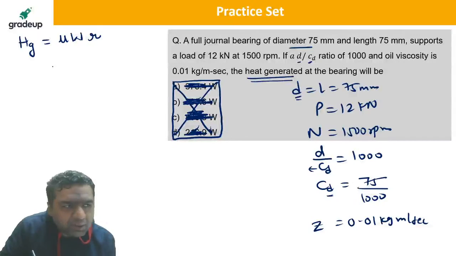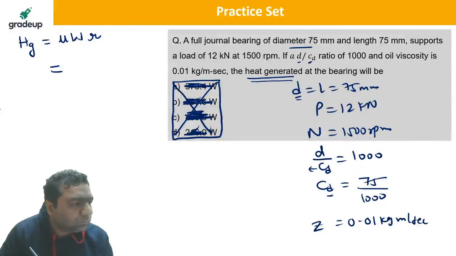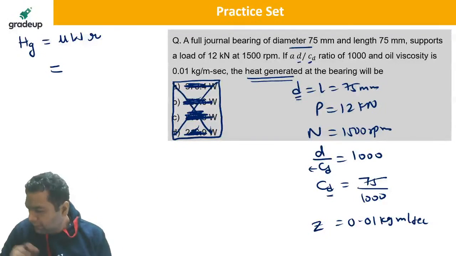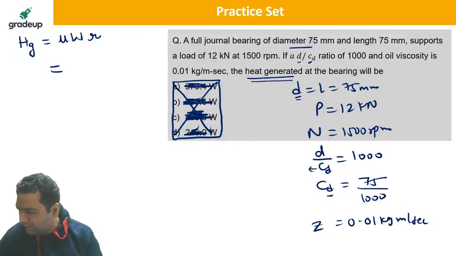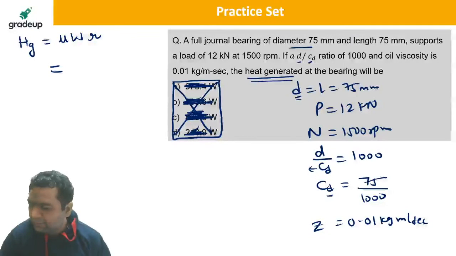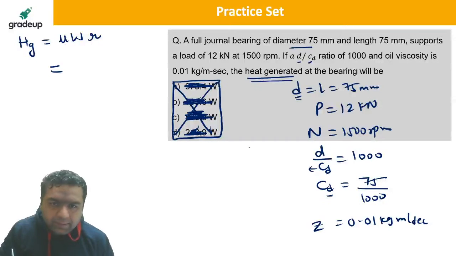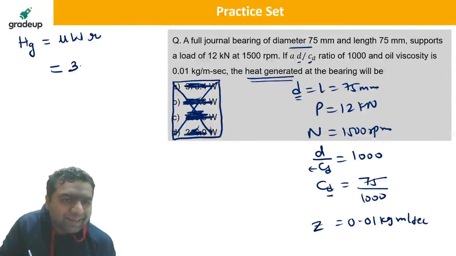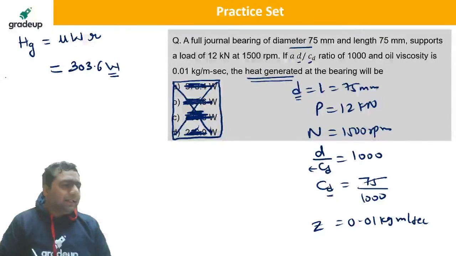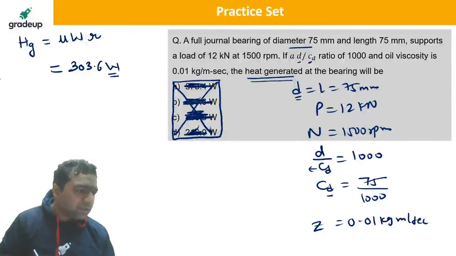Find out the heat generation. So guys, I feel you are now not calculating. I need to answer it. And when you solve it, you will get the answer. It will be coming out to be equal to 303.6 watts. So you will be getting an answer near to 300 watts for this question.